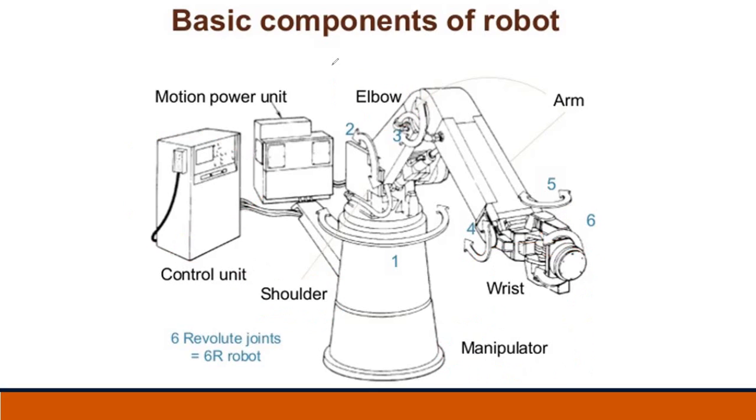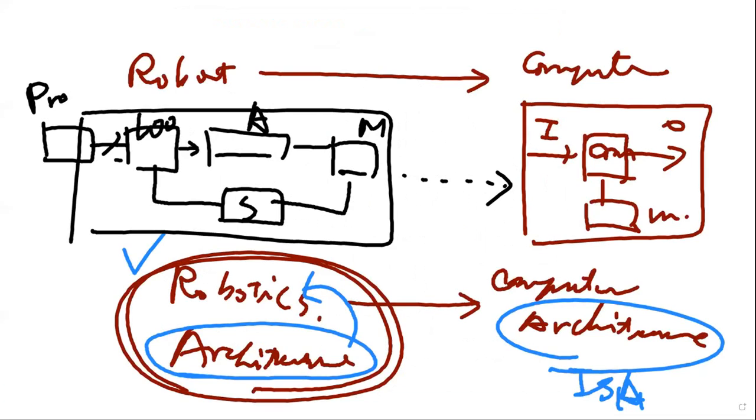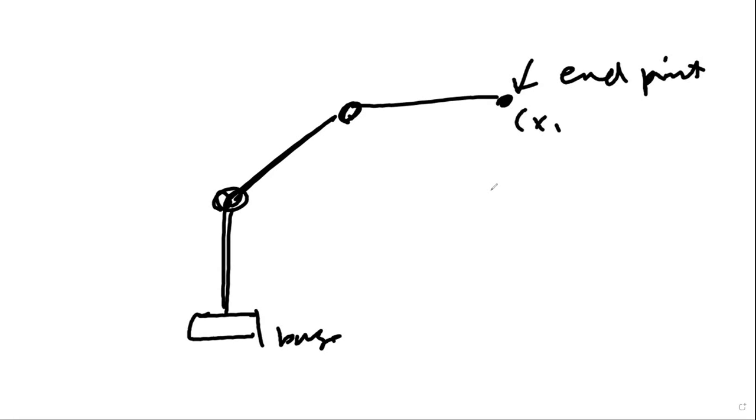So there is a basic definition for the robot. In terms of architecture, we do have some basic definition. So what is wrist and what is the robot arm? You do have a robot. You have a base over here. So that is a robot arm. You have an endpoint over here. So endpoint has some XYZ.